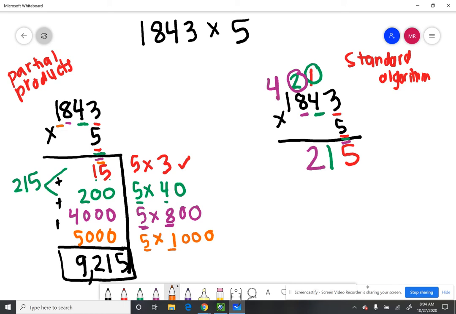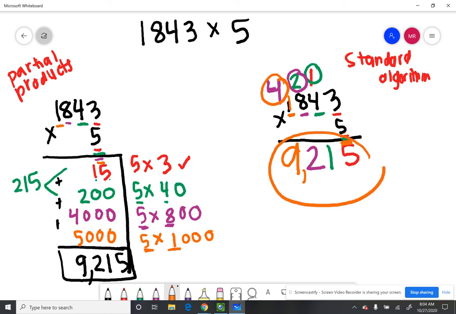Last step, again, is 5 times this 1. 5 times 1, or 1,000, since I'm already in the thousands place, is 5, plus this 4. So again, 1 times 5 is 5, plus this 4 is 9, and I get 9,215. Same answer.